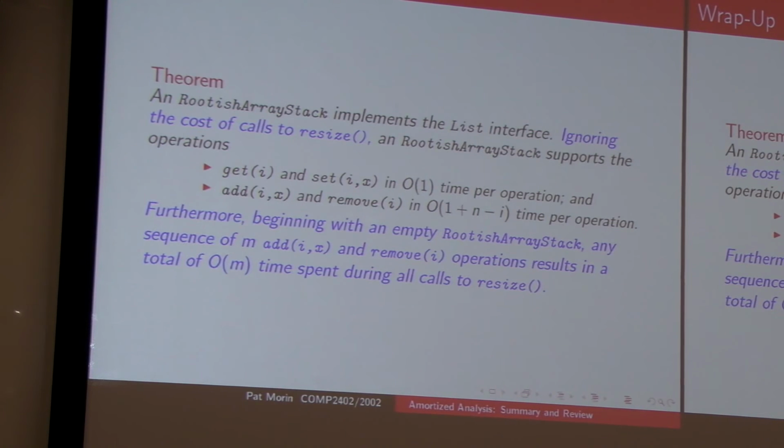There's also an amortized analysis with these rotation array stacks that happens to ignore the cost of resizing, which is the thing that creates a new block. Then it's easy to calculate the times of getting, adding, removing and setting. And if you account for the cost of resizing, you get the same statement: over a sequence of m operations, starting with an empty rotation array stack, you spend a total of order m time resizing, which means adding or removing.